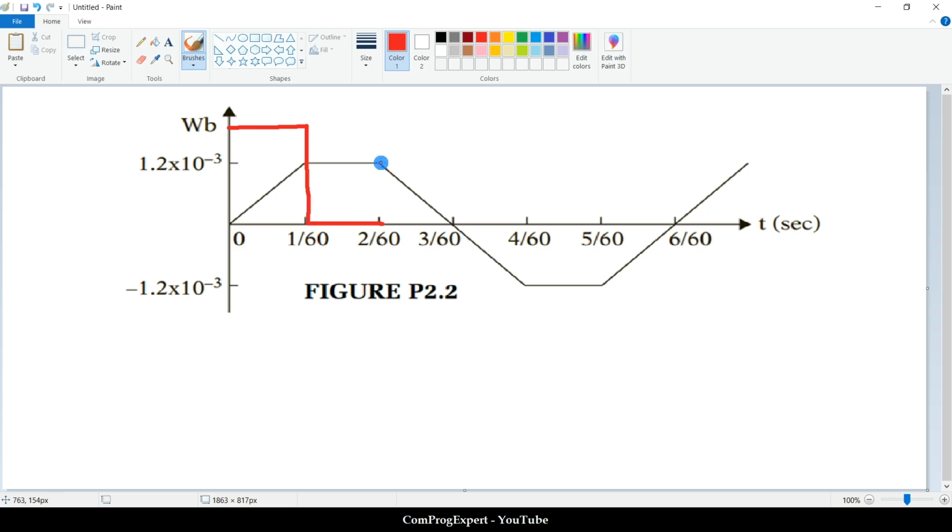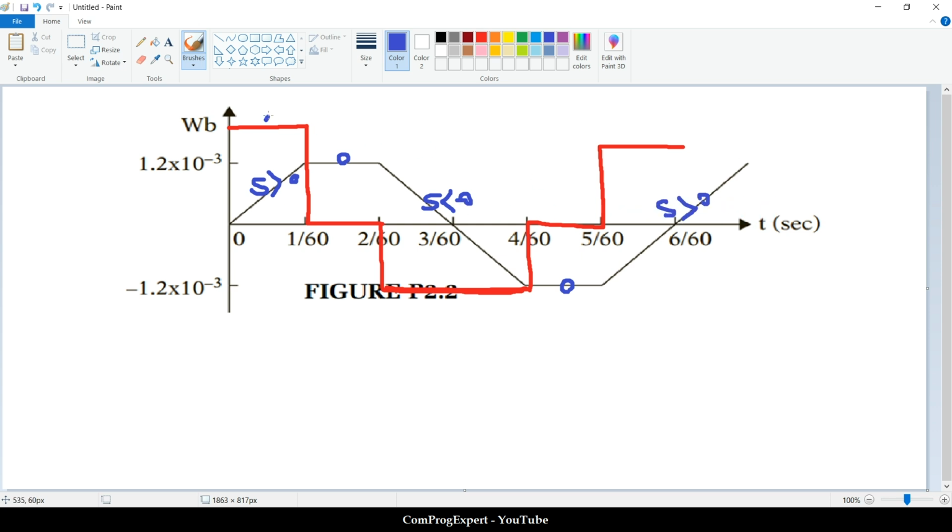And finally, for this interval, the slope of this line is negative, and we have this waveform for the voltage in this interval. Finally, this and this. So the slope here is 0, here is 0, here the slope is a positive number, here the slope is a negative number, and here is a positive number, and so on.